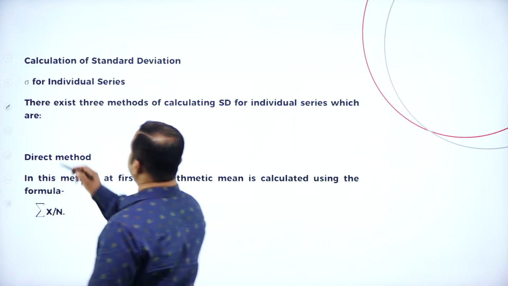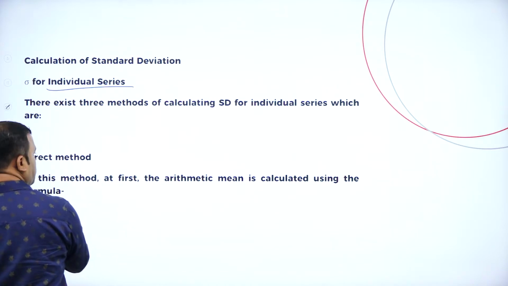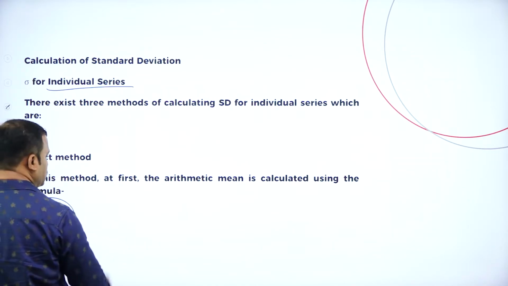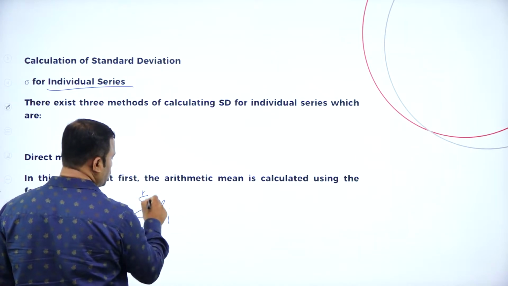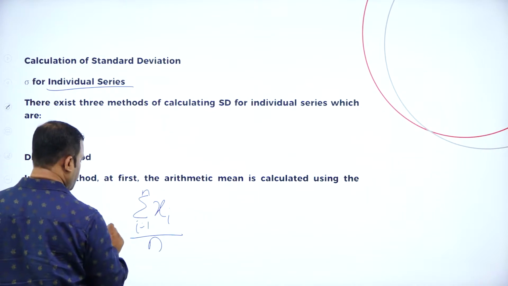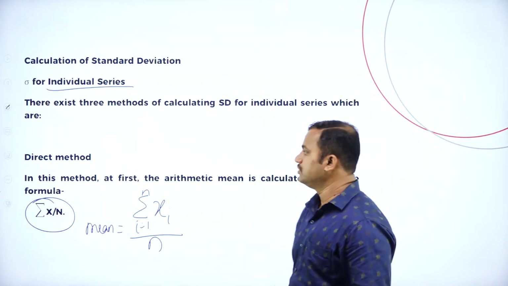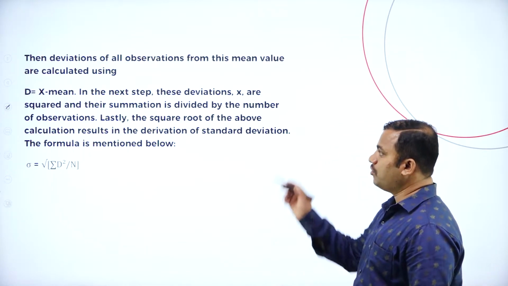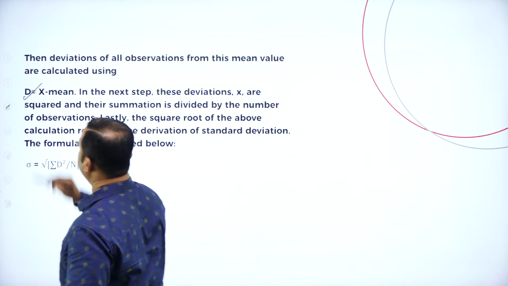Calculation of standard deviation for individual series. For example, using the direct method, this is the mean of that. Mean is equal to summation x_i, where i is equal to 1 to n, divided by n. This gives me the mean of those values. If that is the case, how can I calculate the variance? The variance is calculated by deviation.